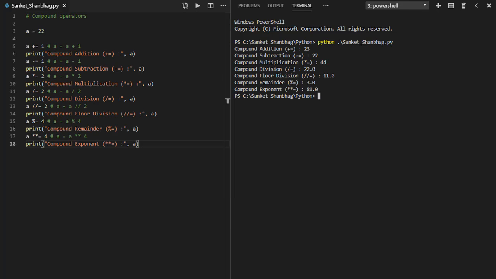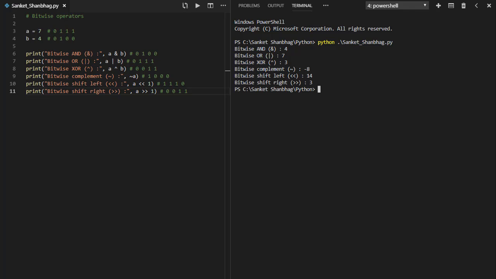In the next program, I am going to cover compound operators. Compound operators available are compound addition, compound subtraction, compound multiplication, compound division, compound floor division, compound remainder, compound exponent.